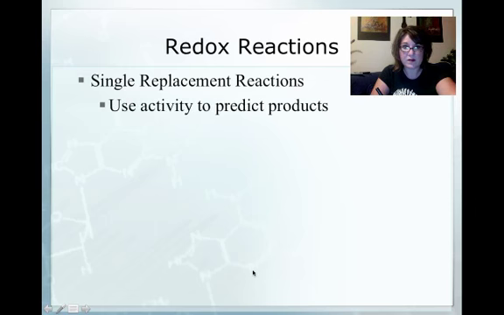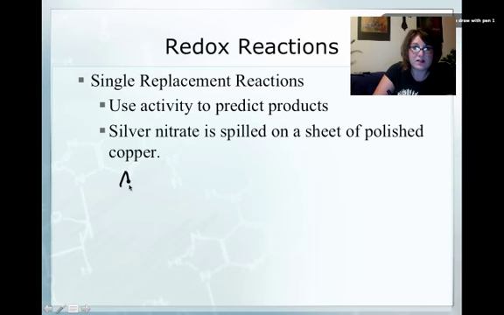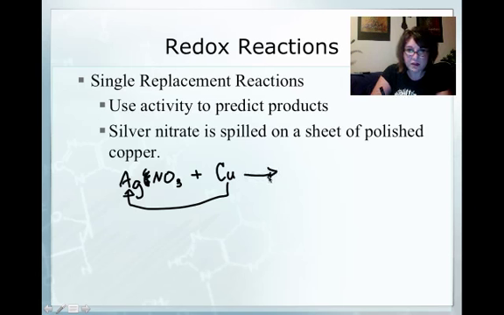So let's look at single replacement reactions. Here we have to use the activity series to predict the products. Here's an example. Silver nitrate is spilled on a sheet of polished copper. So then what would happen here? I guess I don't need parentheses because silver nitrate is AgNO3 and it's spilled on a sheet of polished copper. We need to know, is copper active enough to replace the silver in silver nitrate? And in fact, you already witnessed this reaction in a demonstration in your general chemistry class, and hopefully again in AP chemistry by now. So we know copper will indeed replace the silver.